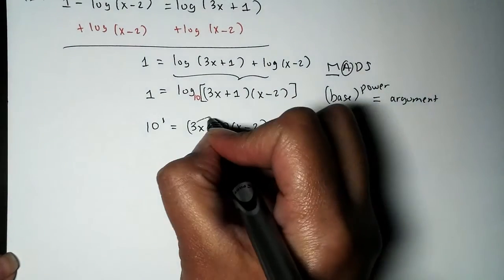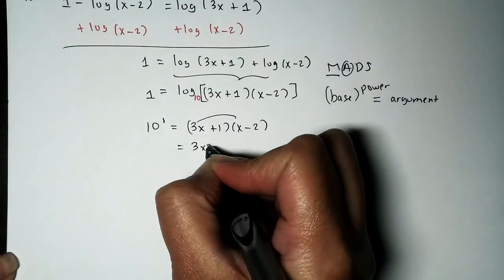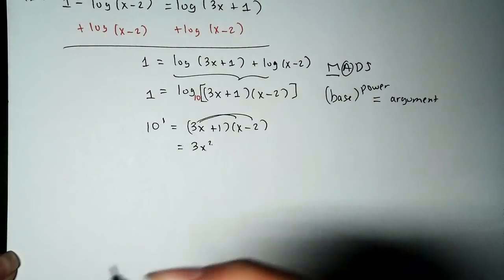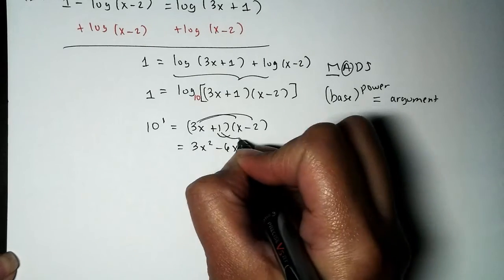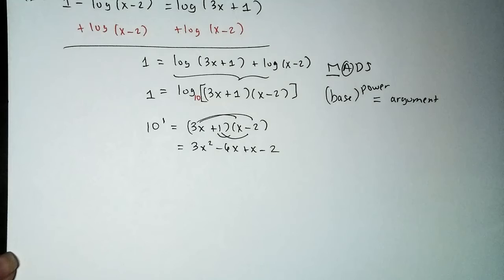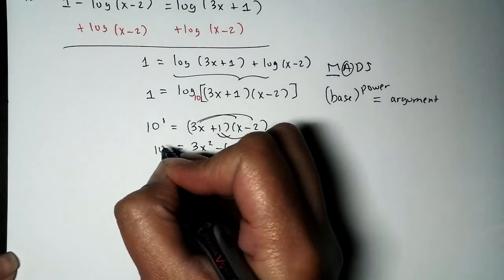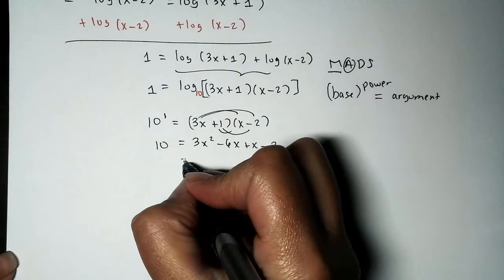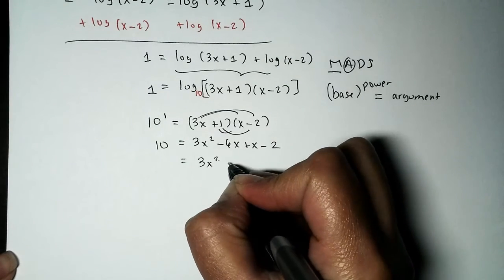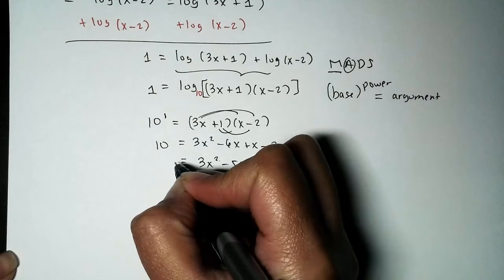The product of the first terms will give us 3x squared. The product of the outer terms gives us negative 6x. The product of the inner terms is x. The product of the last terms is negative 2. And that equals the left side. It will be nice if I bring down the other side of the equation. When we combine the like terms, that will give us 3x squared minus 5x minus 2.